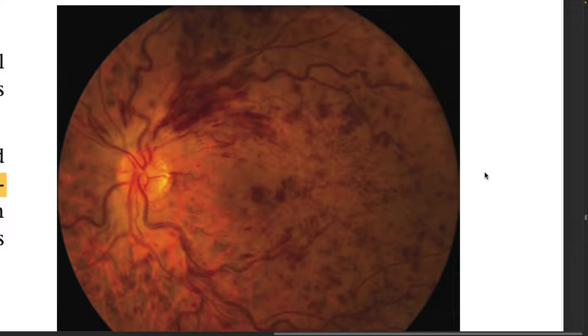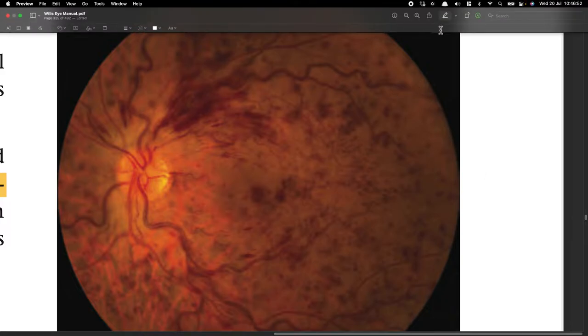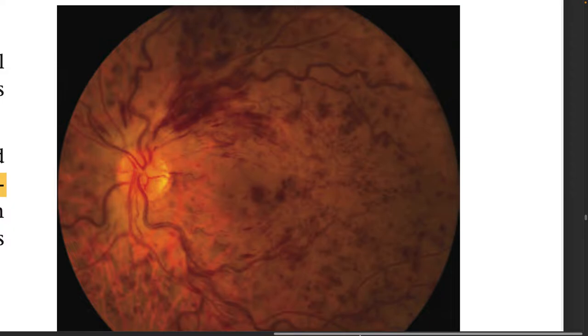Also, I can see the venous tortuosity. I can also see that there is a disc swelling. Anything else? Anything else?